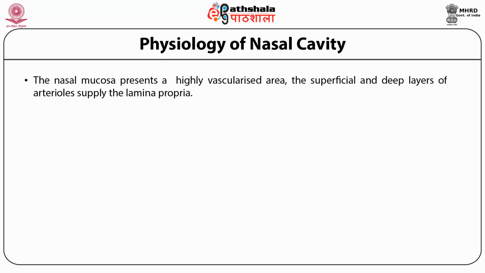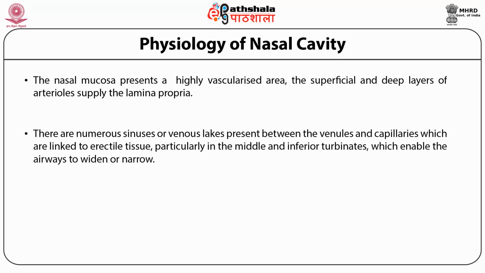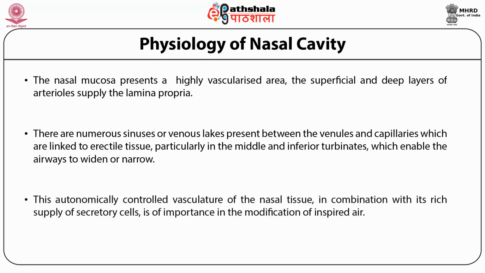The superficial and deep layers of arterioles supply the lamina propria. There are numerous sinuses or venous lakes present between the venules and capillaries, which are linked to erectile tissue, particularly in the middle and inferior turbinates, which enable the airways to widen or narrow. This automatically controlled vasculature of the nasal tissue, in combination with its rich supply of secretory cells, is of importance in the modification of the inspired air.